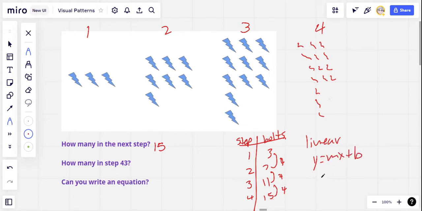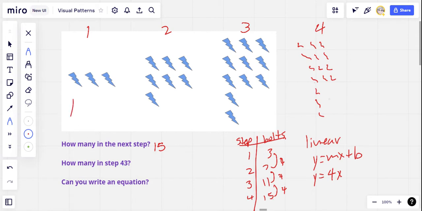So we'll start with y equals mx plus b, this equation for a line, and m, which stands for the slope when you're graphing a line, this is the rate of change, the rate of growth of our pattern. So the m will be replaced by this 4. X represents the step number, and then this plus b is whatever number we need to use to adjust it so that it works with what's actually in the pattern.